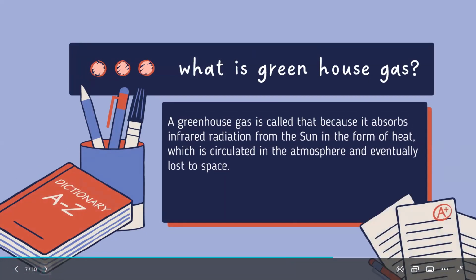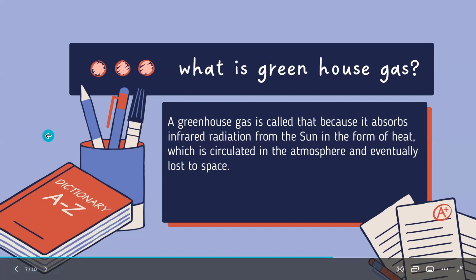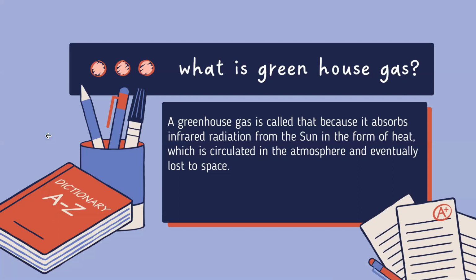What is a greenhouse gas? This is similar to a greenhouse. A greenhouse gas is called that because it absorbs infrared radiation. So the greenhouse gas absorbs the radiation from the sun in the form of heat, which is circulated in the atmosphere and eventually lost to space. So it will just mix into the atmosphere, it can't go to space. This is how it is called a greenhouse gas.